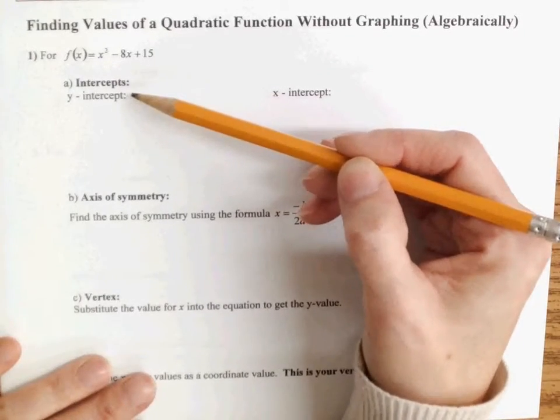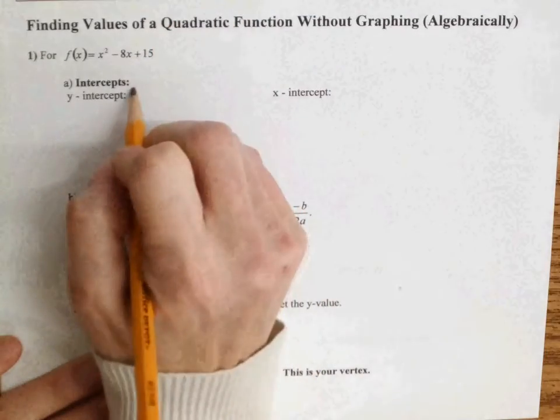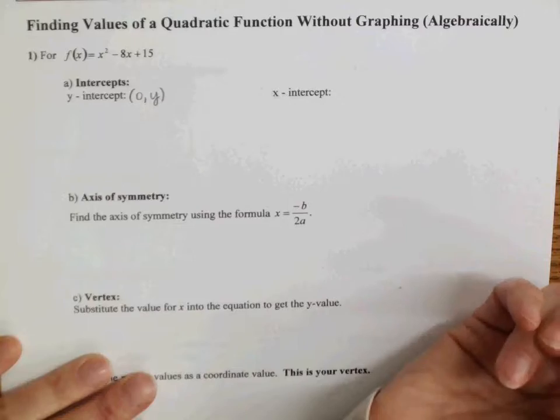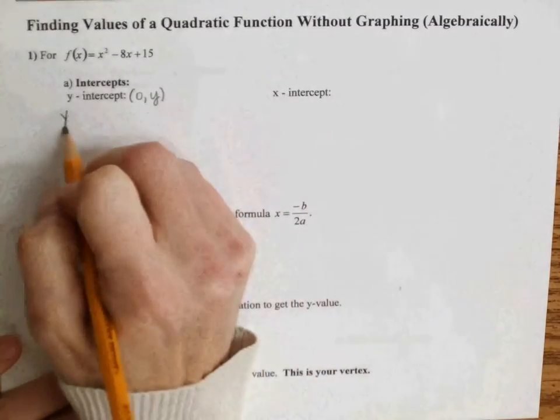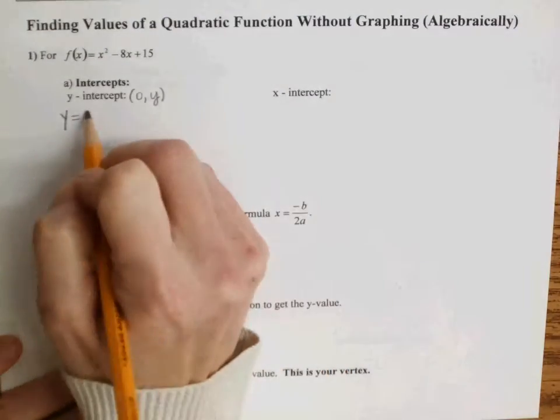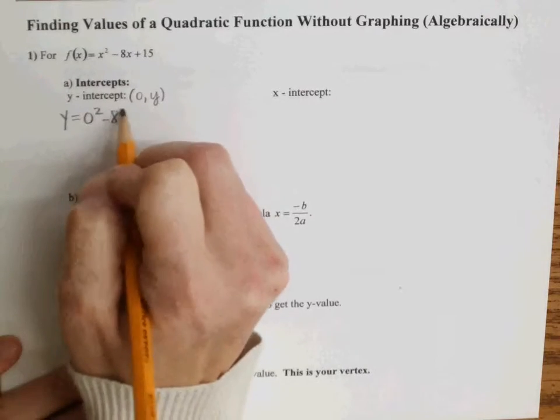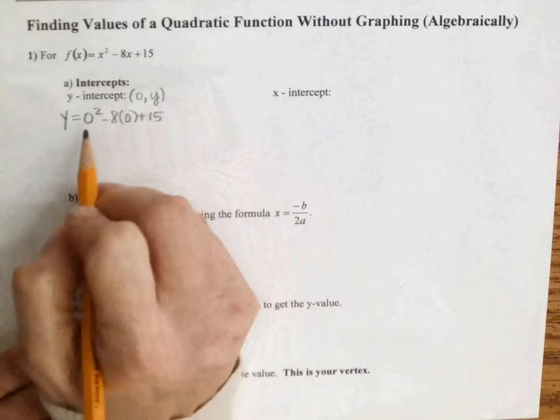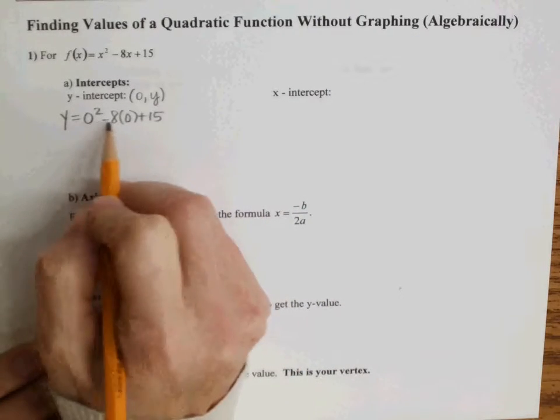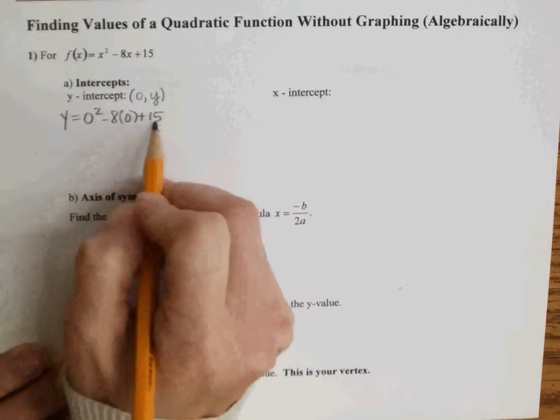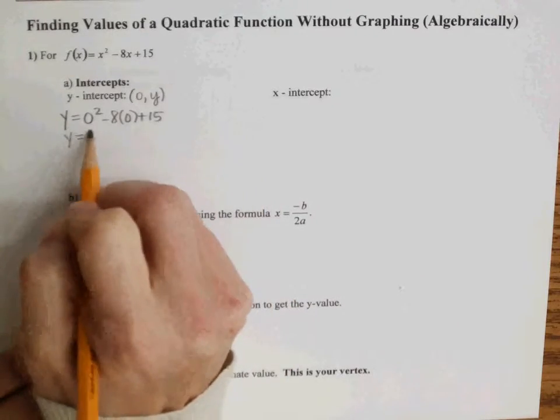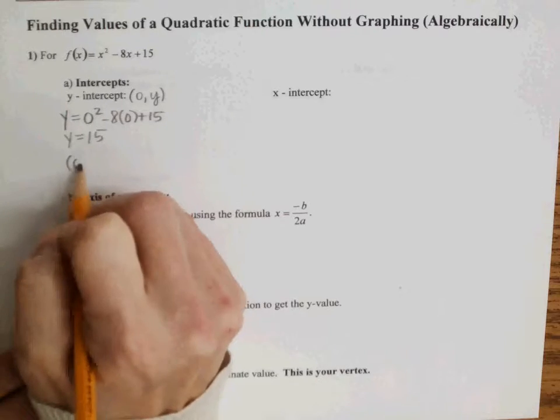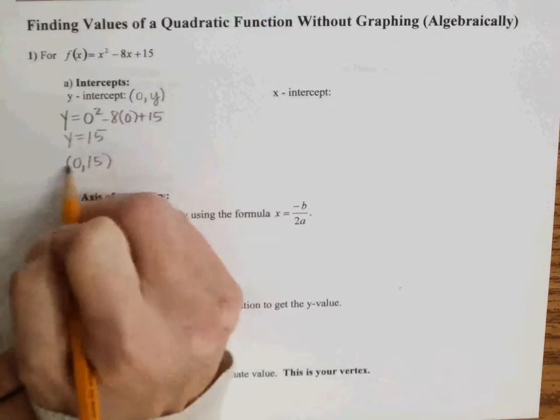So when we are solving for the y-intercept, we are going to remember that our x value is 0, and we're going to have some value for y. So to do this, we're going to put 0 in for x and solve for y. 0 squared minus 8 times 0, which is 0, leaves us with 15. So y is equal to 15. Our very last step is we're going to write this as an ordered pair, so we have (0, 15).